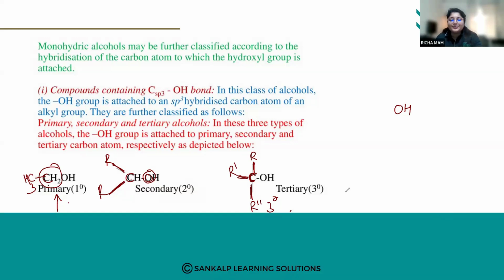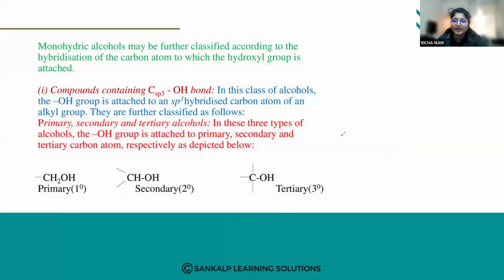So your alcohol, where the OH group is attached to an sp3 hybridized carbon. sp3 means the carbon is singly bonded, right? Yes. So further based on that, they are classified as primary, secondary, and tertiary.